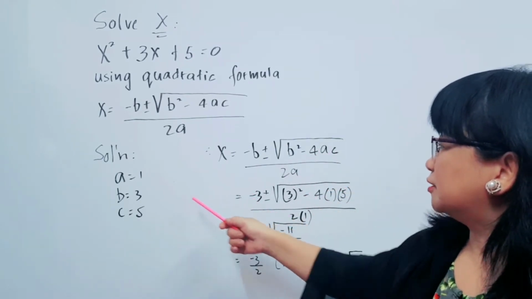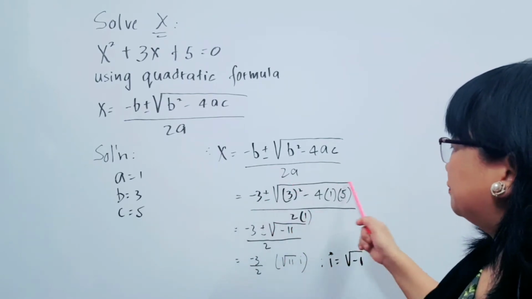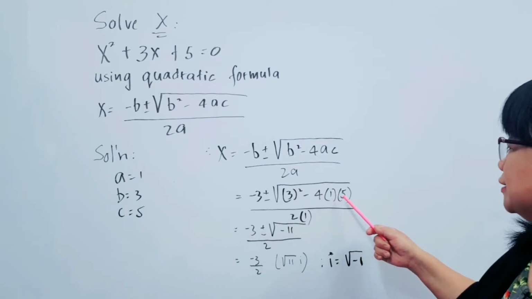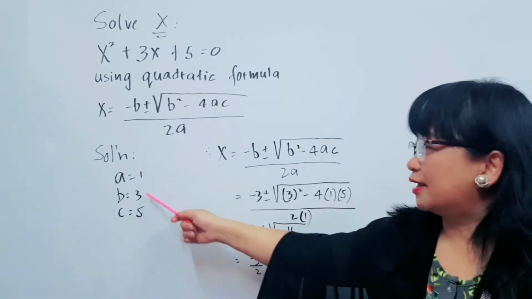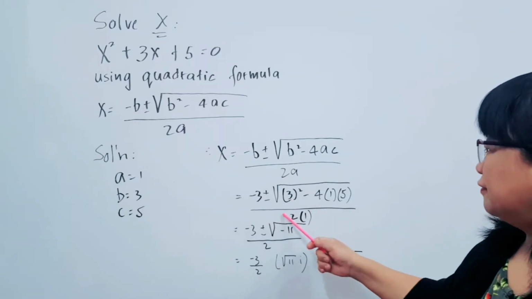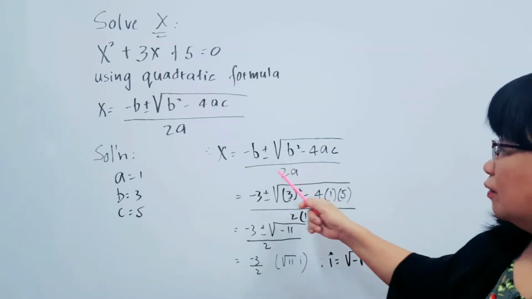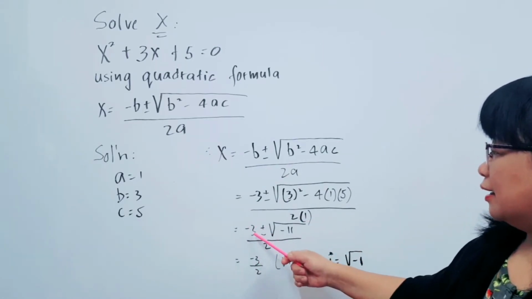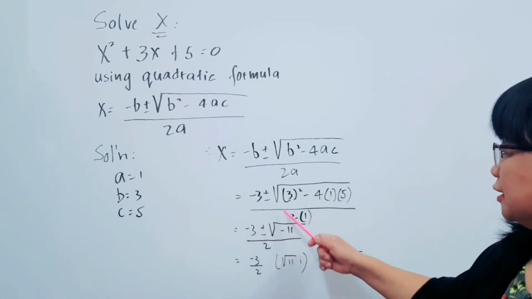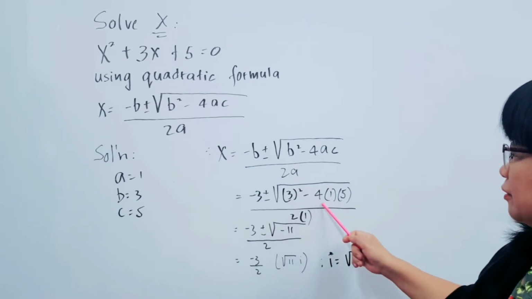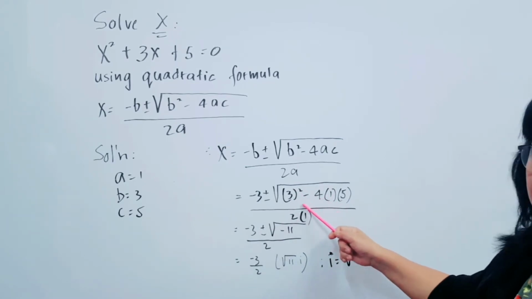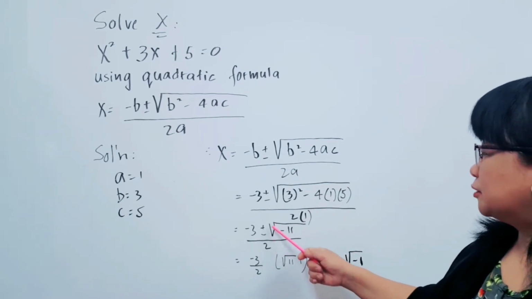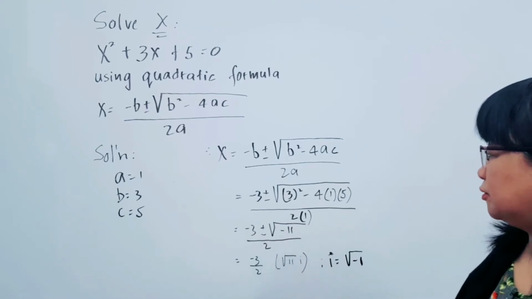Now, b of course is minus 3 plus or minus the square root of b squared, which is 3 squared minus 4 times 1 times 5, which is the a and c, divided by 2 multiplied by the 1. Therefore, minus 3 plus or minus the square root of the difference of this one, which is equal to minus 11. Square root of minus 11 over 2.